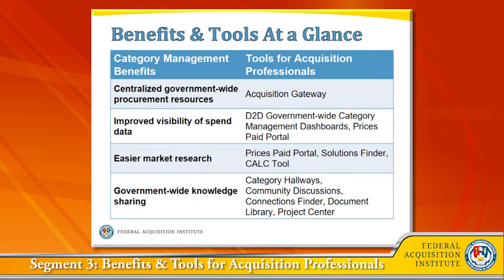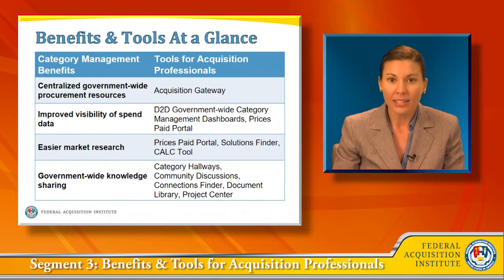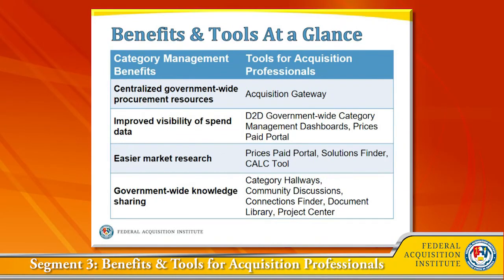A big part of category management is improving the visibility of government-wide spend and contract data. I'm going to give you an idea of what the Prices Paid portal and the D2D category management dashboards do to that end. It's also focused on making market research better and easier. Solutions Finder, the Calc tool, and eBuy Open are all market research tools that fit into the category management framework and can be accessed through the Acquisition Gateway. Another great benefit of category management is more robust knowledge sharing across government. Acquisition Gateway has lots of content and ways for you to interact and share with acquisition folks and other agencies. Knowledge sharing tools are very prominent and easy to find on your own on the Acquisition Gateway.